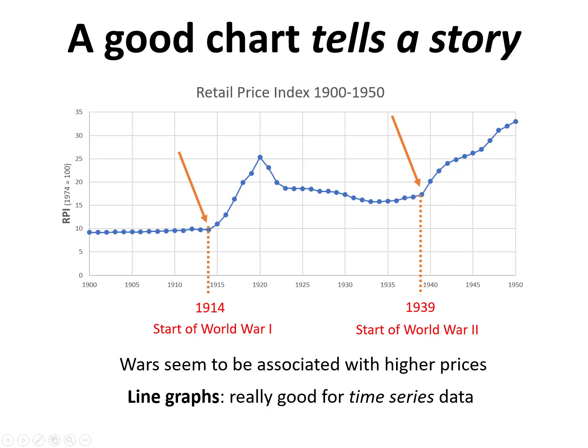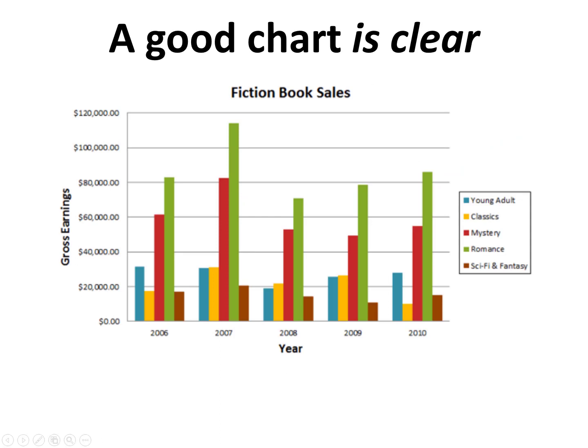A good chart should also be clear. Here's a bar chart showing fiction book sales for a bookseller somewhere in North America. It's crystal clear what it's telling us. It's about fiction books, and it's broken into categories. We can tell this from those easy to understand headings. We can see exactly how much the different stock lines are worth.